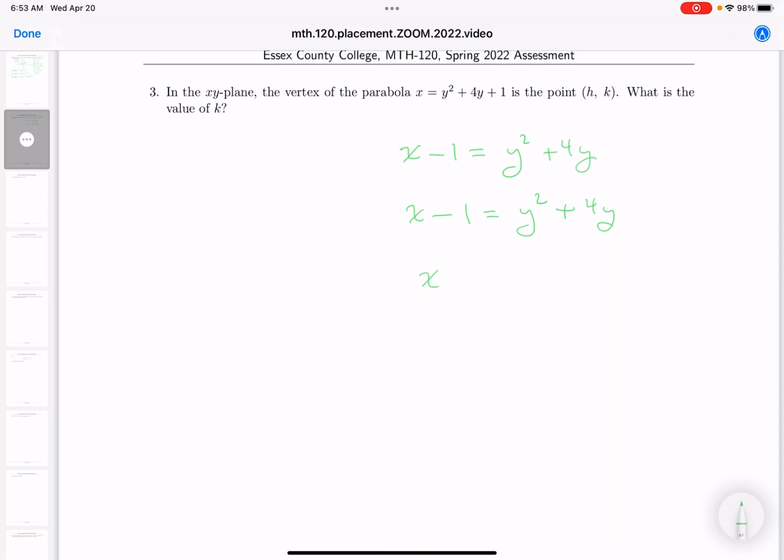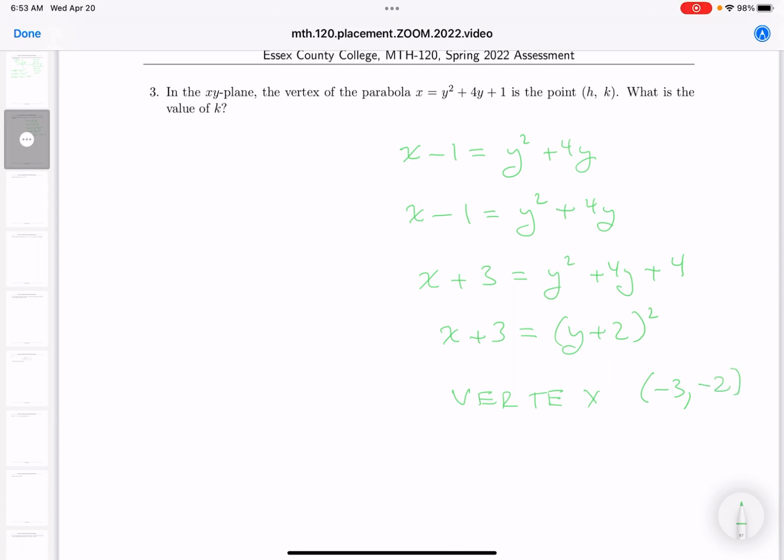Well, if you add 4 to the left side, you would get x plus 3. And if I add 4 to the right side, I would get this. So I get x plus 3 equals y plus 2 squared. Well, it's in the form I like. And why is that? I can put the vertex down now, and then we'll answer the question in a moment. And the vertex is, let's see, the x would be minus 3, and the y-coordinate would be minus 2.